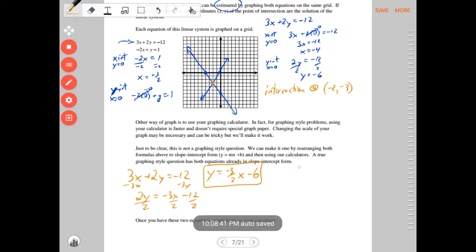Then the other one started out as -2x plus y equals 1. So plus 2x, plus 2x. So y equals 2x plus 1. So there's the other equation. Once we have those two equations in y equal form, now we're going to graph them on our calculators.